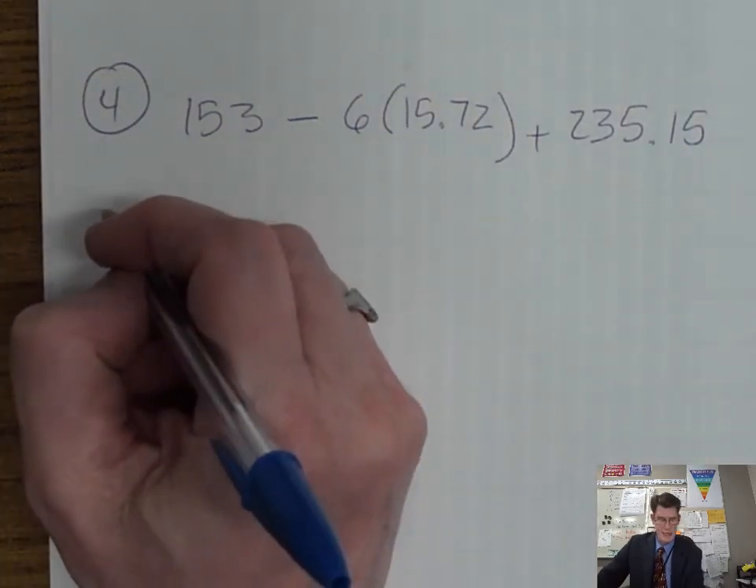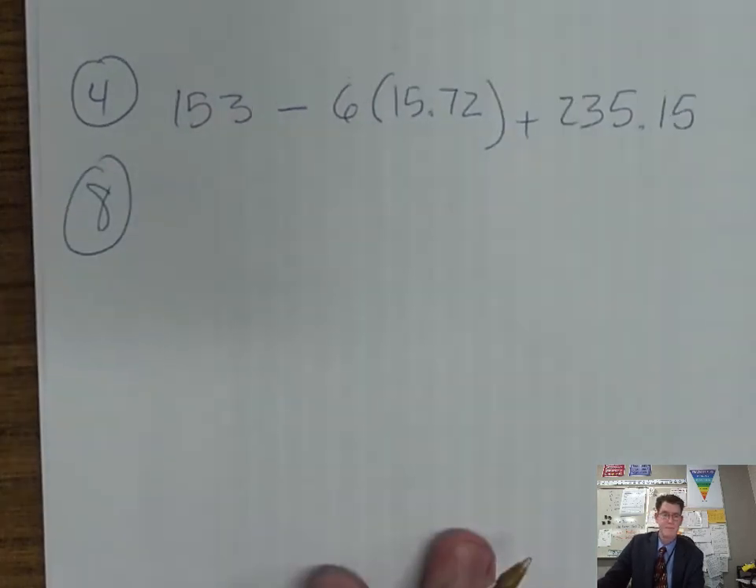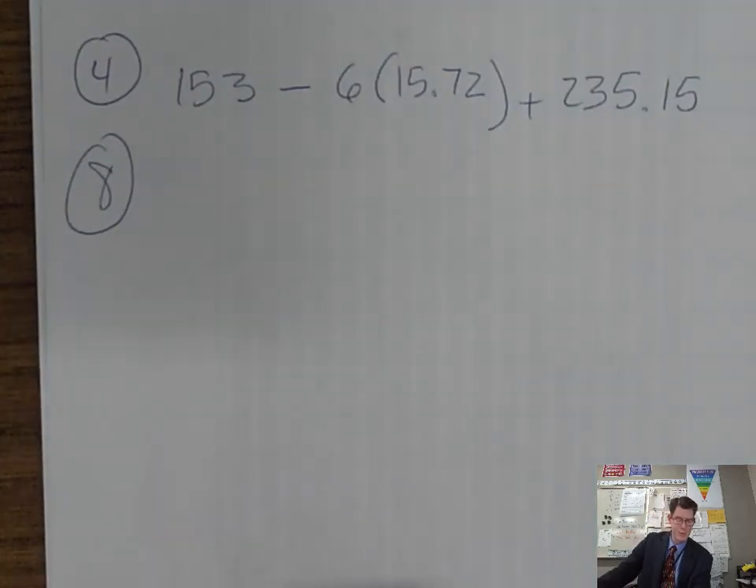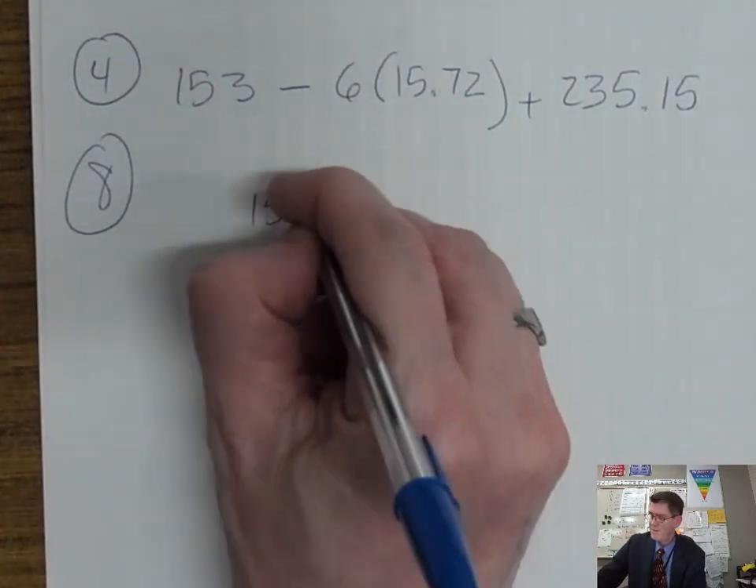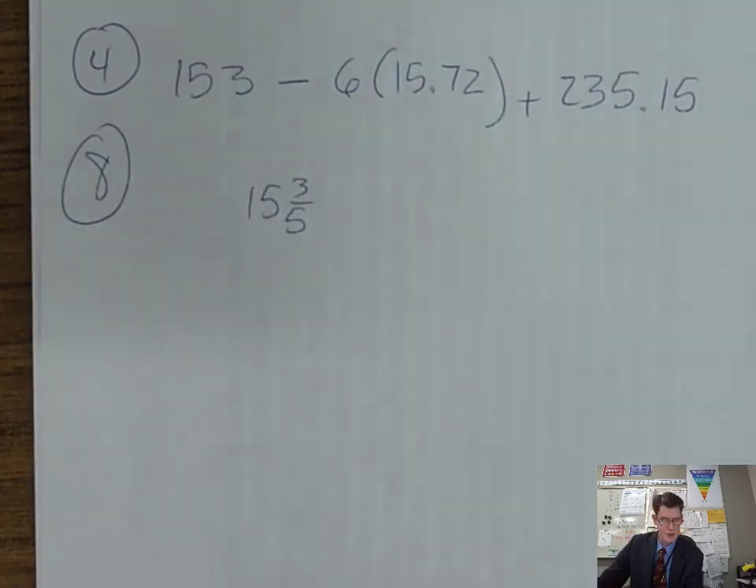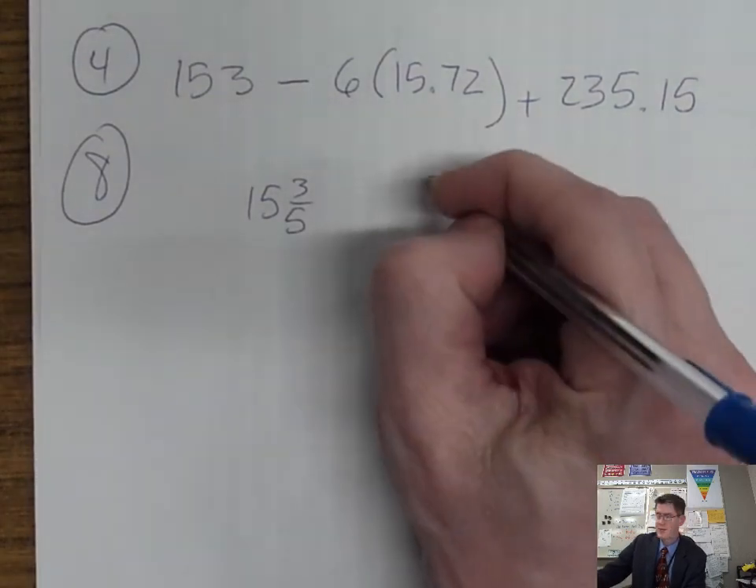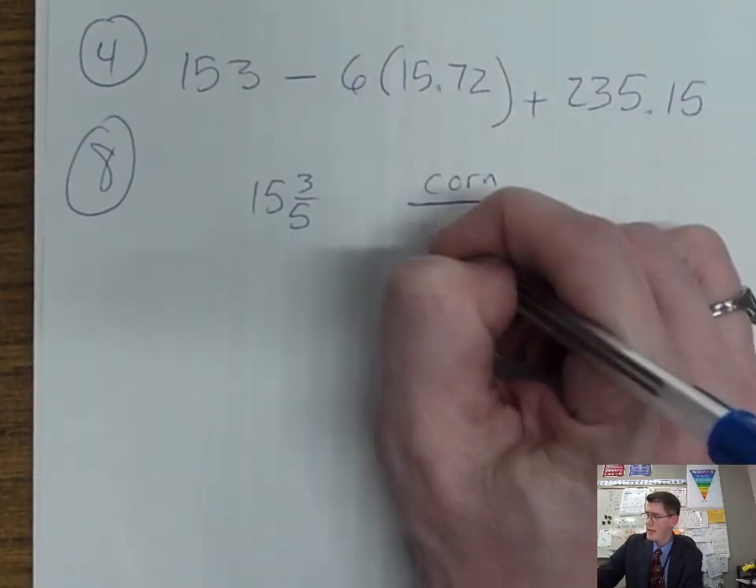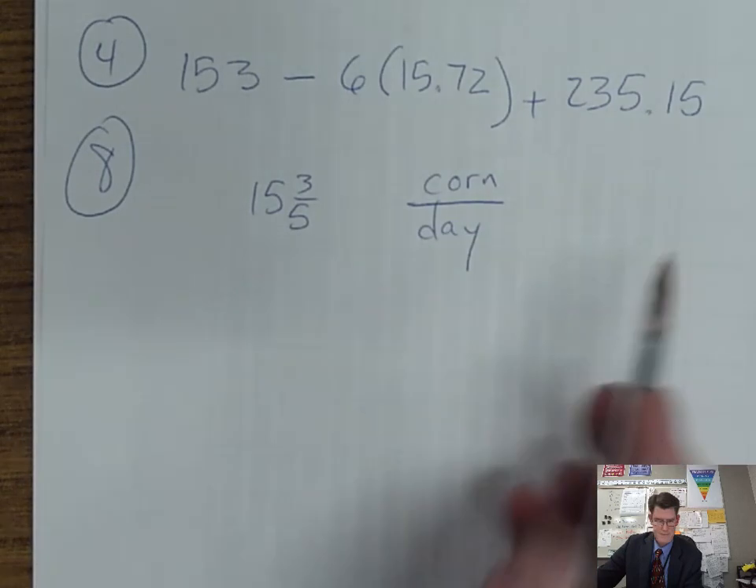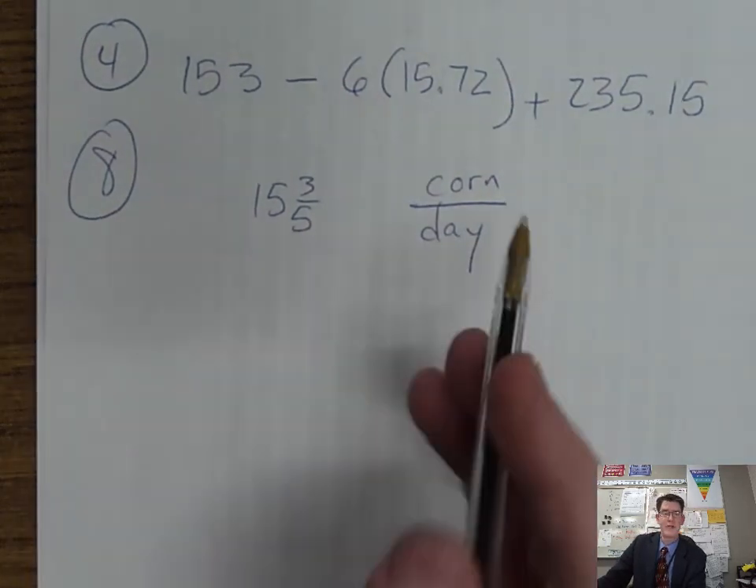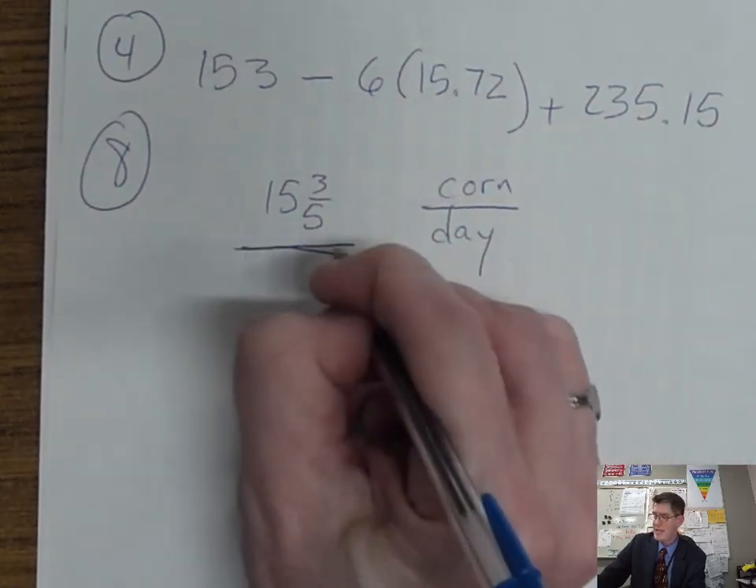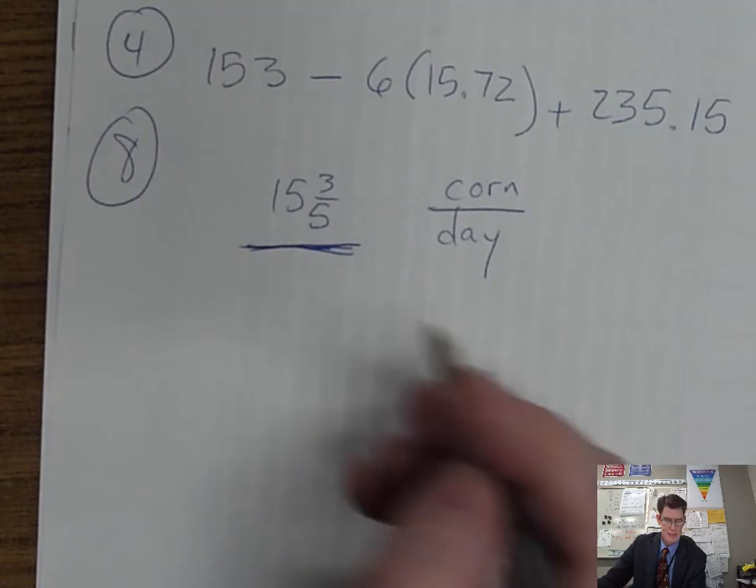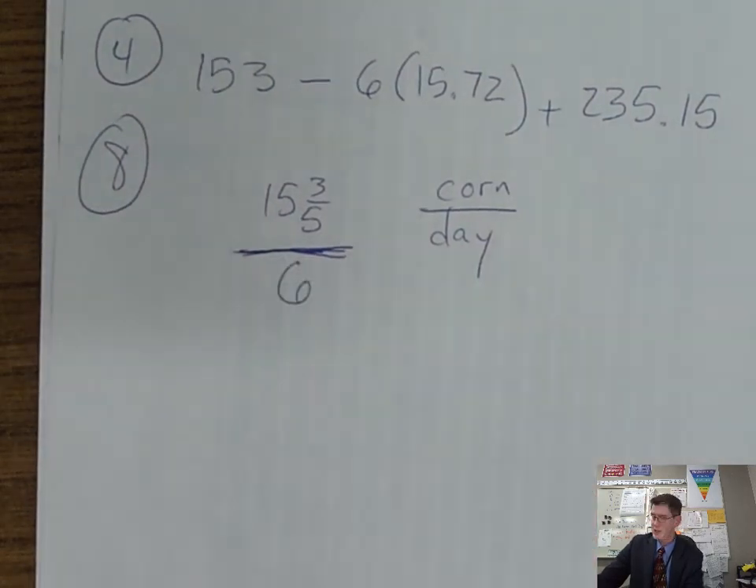Let's say you did number 8. A farmer sells 15 3/5 bushels of corn every day. What represents the change after 6 days? So we've got the 15 3/5 corn each day, divided by each day, and there's 6 of them.